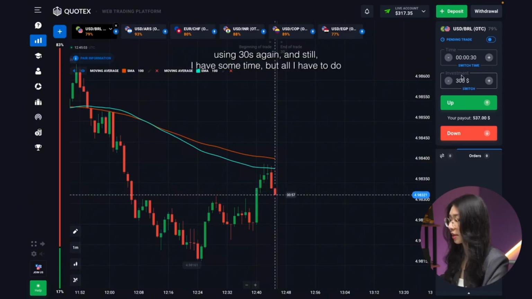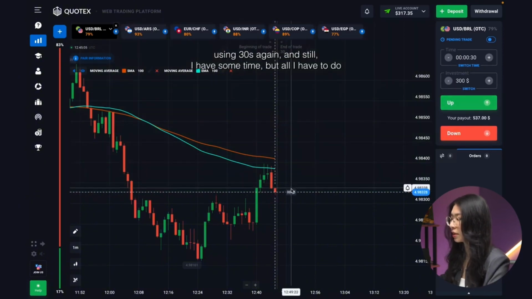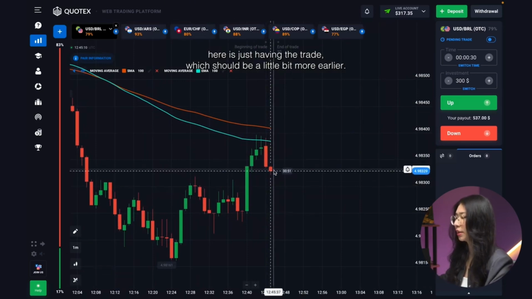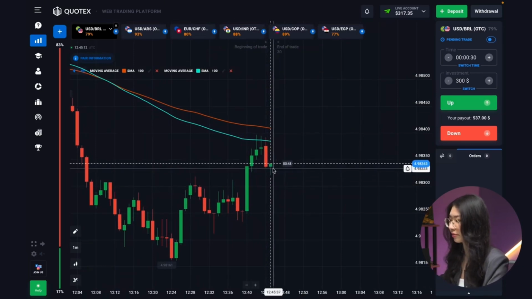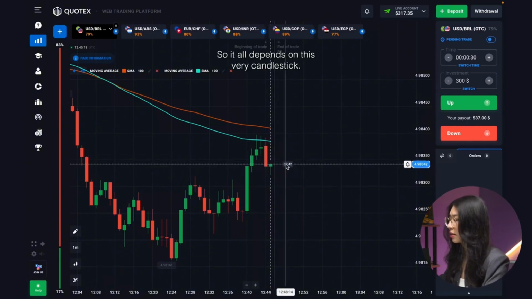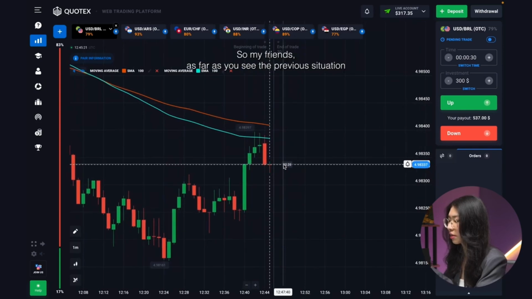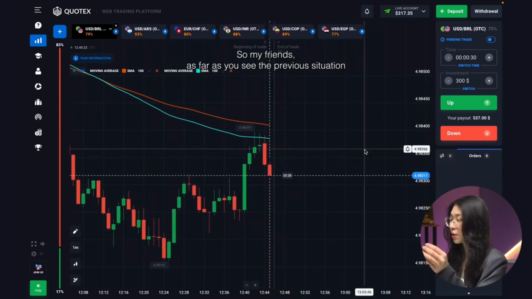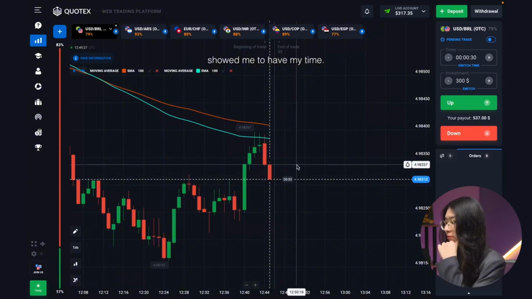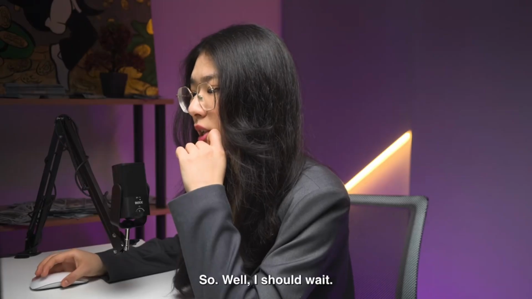And I'm waiting 30 seconds again and still have some time, but all I have to do here is just make the trade, which should be a little bit earlier. So I'm going to go here and all I have to do is wait. And it all depends on this very candlestick. My friend, as far as you see, the previous situation showed me to take my time. So well, I should wait.